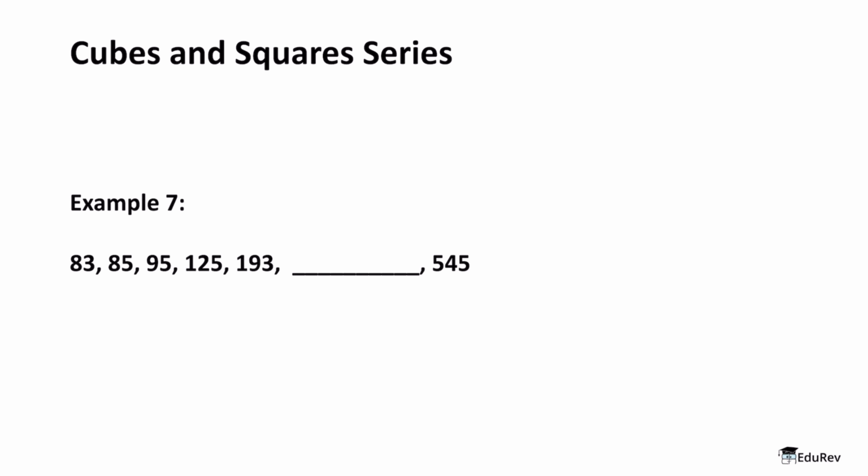So here in example number 7, it says 83, 85, 95, 125, 193, blank and 545. This series is actually not increasing at a very fast rate. Because it is not increasing at a very fast rate, we use the difference method logically. If we use the difference method here, first of all we have 85 minus 83, which is 2. Then we have 10. Then we have 30. Then we have 68.